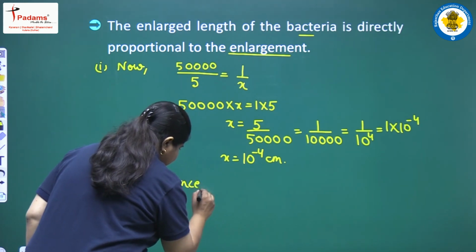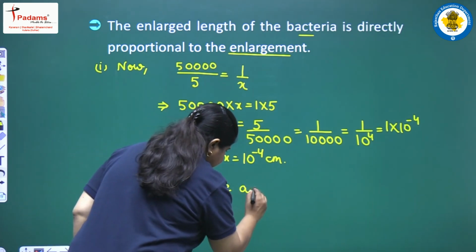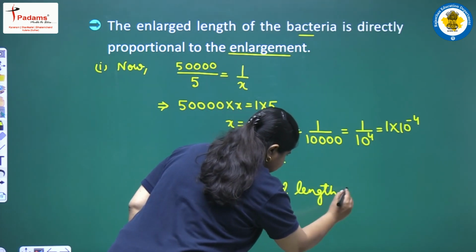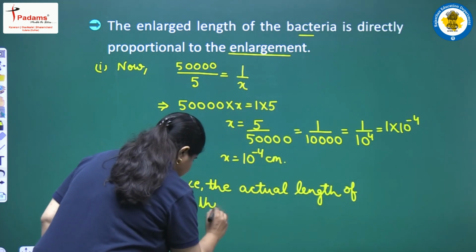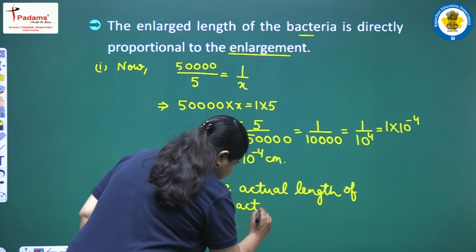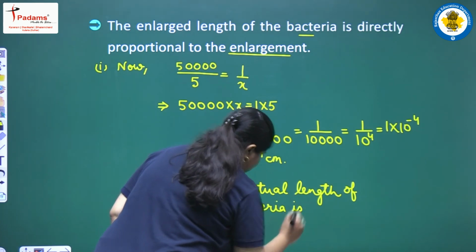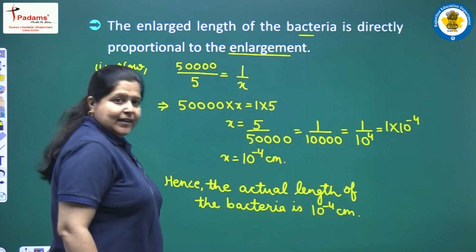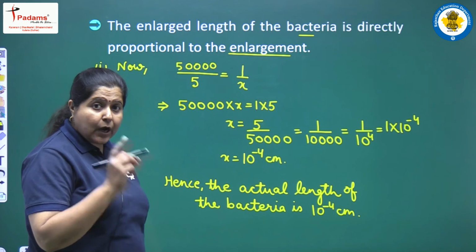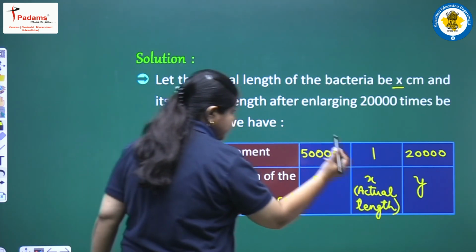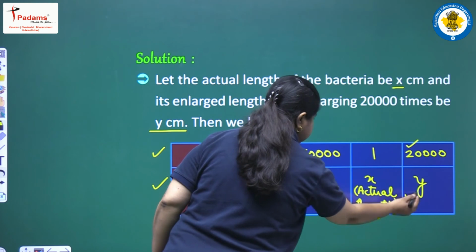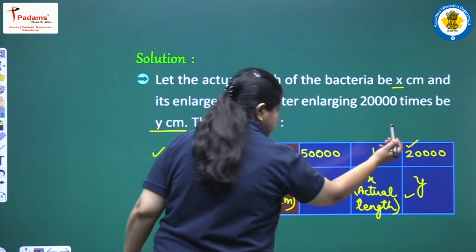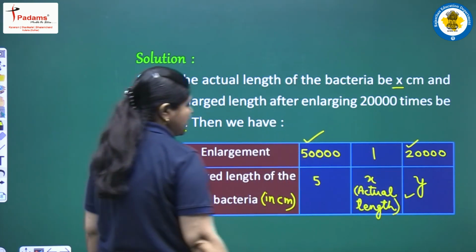Hence, the actual length of the bacteria is how much? 10 raised to the power minus 4 centimeter. With this we have done the first part of this question. Now we take the second case. Here the enlargement is 20,000 times and then the length of the bacteria, it turns out to be y centimeter. तो ये जो ratio है 20,000 upon y, this will be equal to 50,000 upon 5.